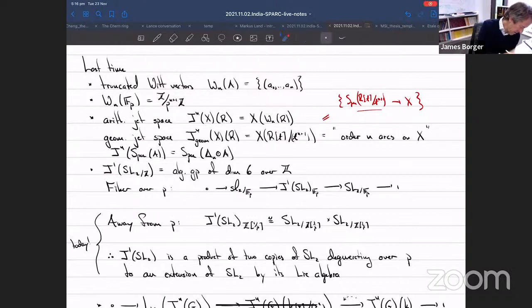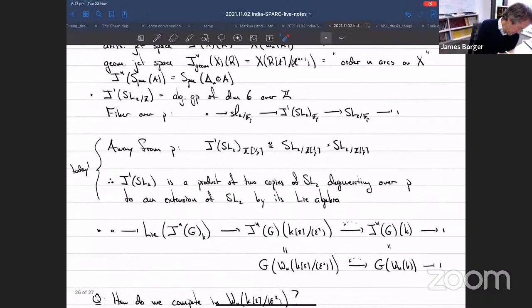And then we also computed the fiber over P of this algebraic group, which is an algebraic group over Z. So you can reduce the defining equations modulo P, and you get a new algebraic group in characteristic P. It's an extension of the original SL2 by a 3-dimensional affine space, which is in canonical bijection to the Lie algebra of SL2. So it's a commutative algebraic group of dimension 3. So this is an extension.